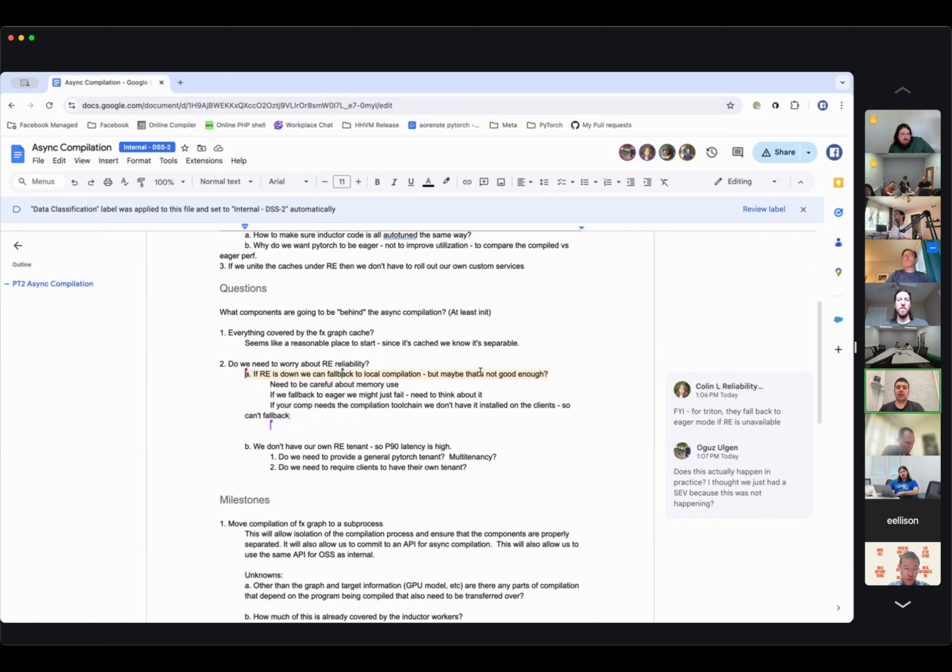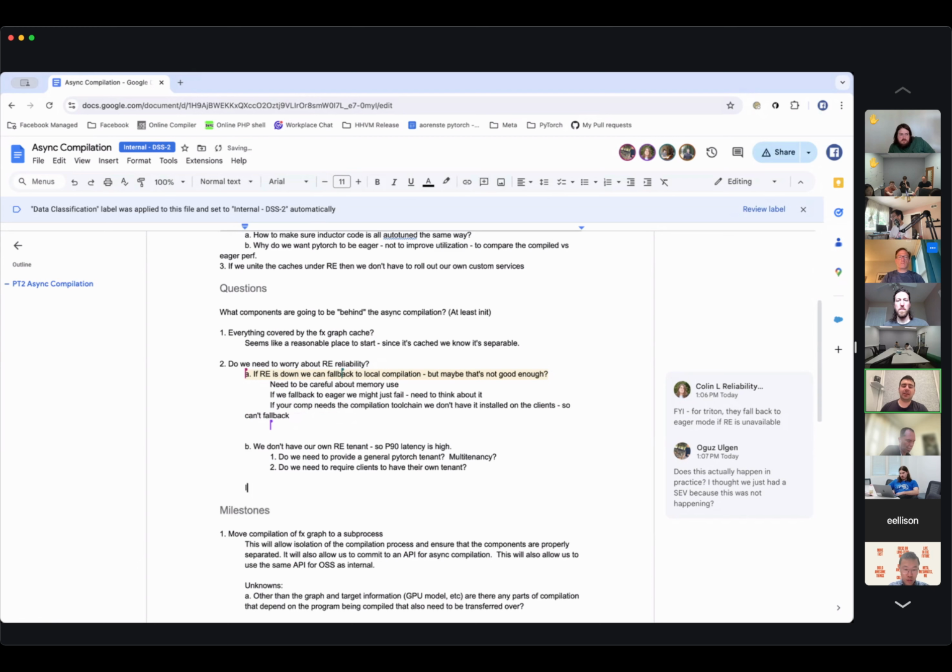So I think something to consider here is that this is no worse than where we are right now, right? Because our current situation would be we would be compiling, ignoring Triton right now. Right now we would be compiling on this machine.